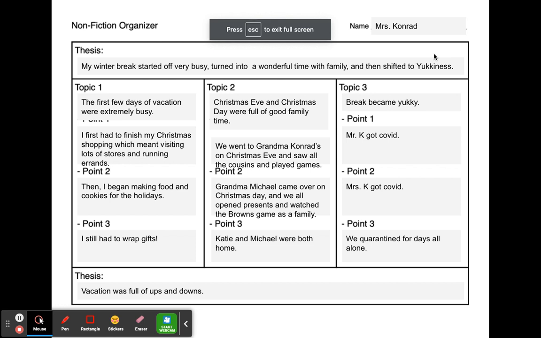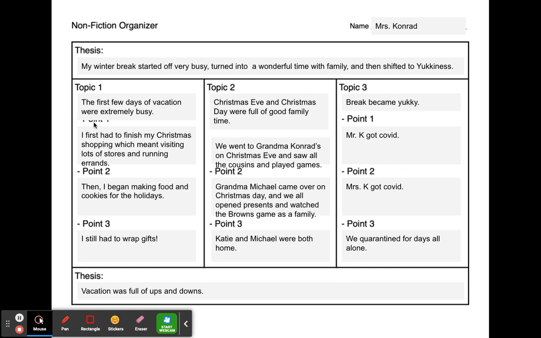So let's just look at Mrs. Conrad's example. Now, notice I have a thesis. I'm analyzing my break, and I can't just say my winter break was the best because it wasn't the best. So I said that my winter break started off very busy, turned into a wonderful time with family, and then shifted to yuckiness. So I really have three ideas in my thesis. The first is that it was very busy, then it was a wonderful time with family, and then it shifted to yuckiness.